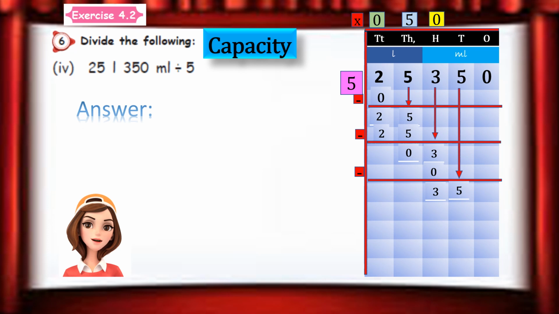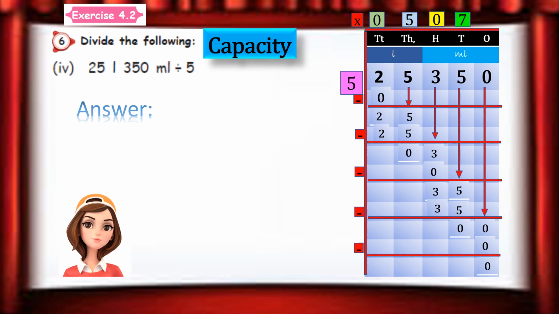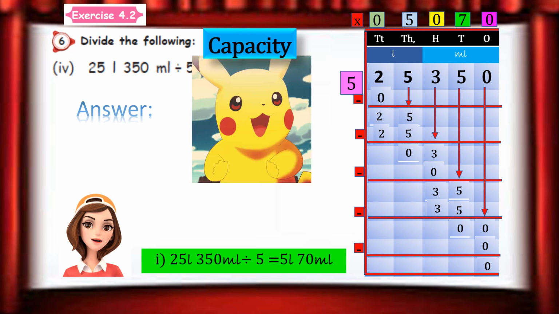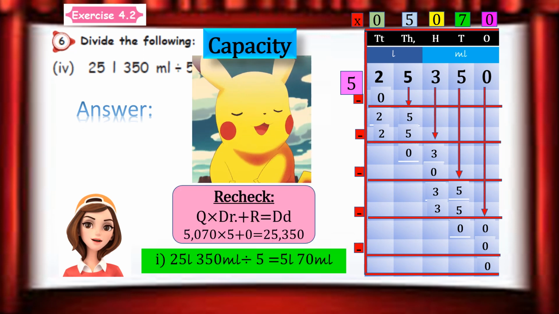Bring down the 5. Now we have 35. It is also in the 5 times table. 5 sevens are 35. Good. Right. So 35 minus 35 is 0. Then bring down the next digit 0. So as usual 5 zeros are 0, isn't it? So close it. So what will be the answer here? 5 liter and 70 milliliter. Okay, it's right only. Just check it.